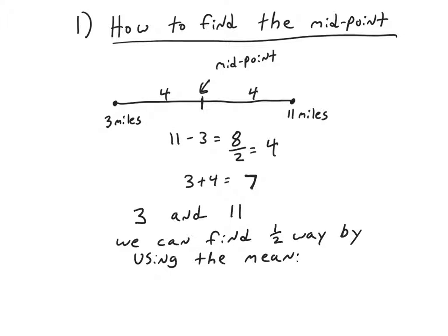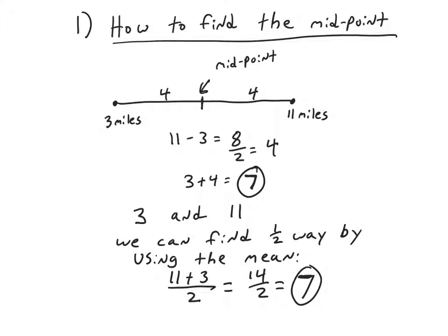If you remember from statistics, to do the mean, we add the numbers together and divide by how many there are. So in this case, we're just doing 11 plus 3, and we divide by 2. That's 14 divided by 2, and we get our 7. That's easy to do if we have a flat line.